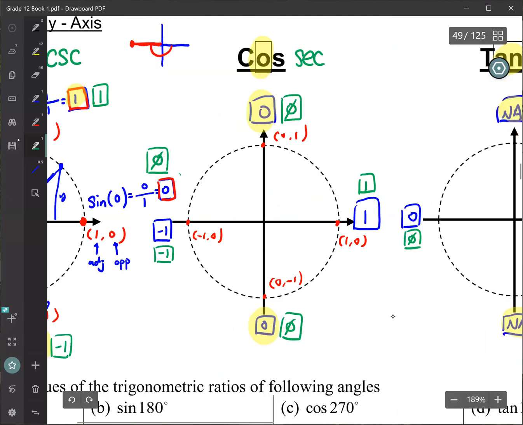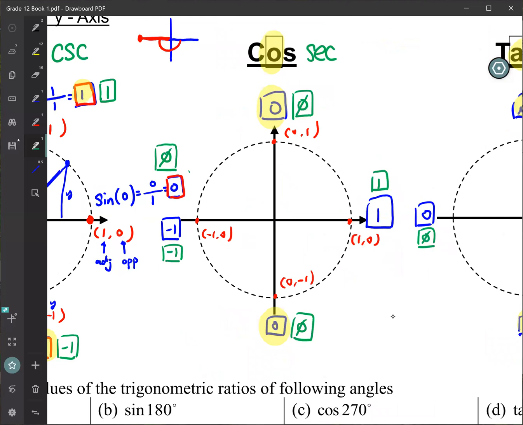So let's say together cosine. Cosine: 1, 0, -1, 0. Okay. Secant. Secant: 1, undefined, -1, undefined. Yeah, very good. Okay, last pair.